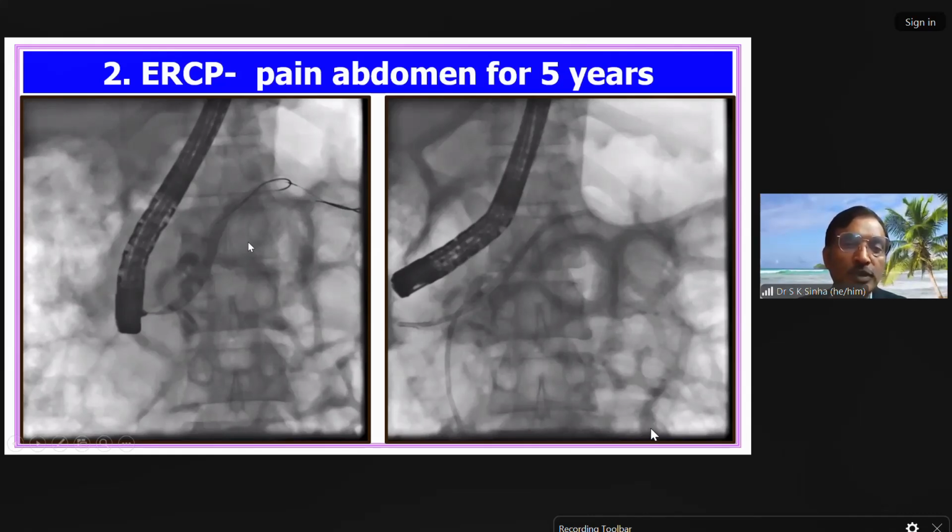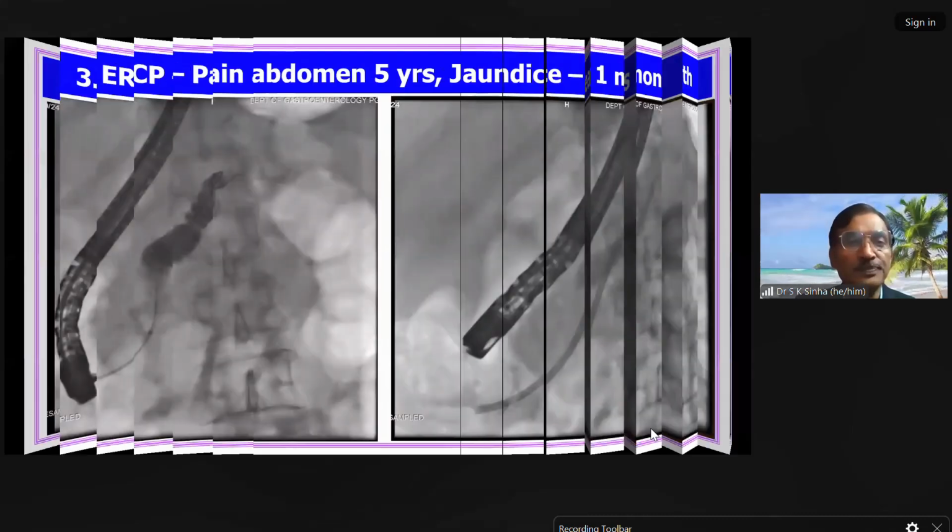Here we have two guide wires placed, and obviously why do we place two guide wires in the main pancreatic duct? Because we want to place two stents. In the setting of chronic pancreatitis, the guideline is that as much as you can place, the target will be 10 to 14 French. So here 7 French stents have been placed. That will result in resolution of the stricture.